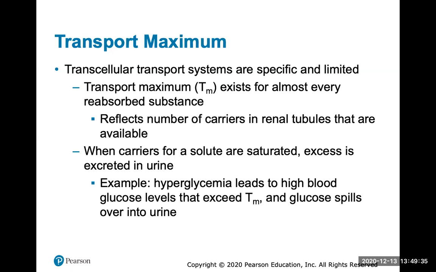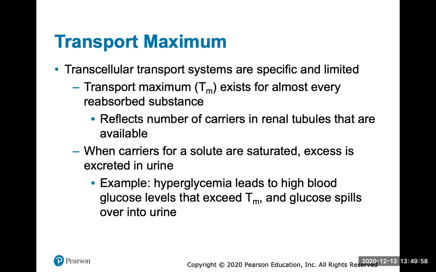The transcellular transport systems are specific and limited. Remember, this will occur when things are transported through cells. The transport maximum exists for almost every reabsorbed substance, so this reflects the number of carriers in the renal tubules that are available. When carriers for a solute are saturated, the excess will be excreted in the urine.